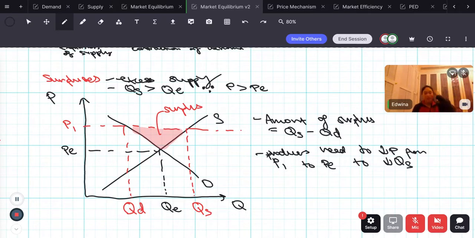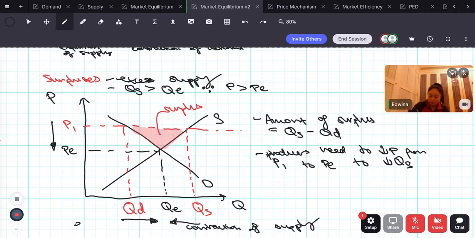Producing at QE, PE means that there's no excess, and that all their resources are being put to good use. And so if they do decrease the price from P1 to PE, this represents a contraction of supply, because it is a movement along the supply curve and quantity supplied is decreasing. But this also represents an expansion of demand, because quantity demanded is now increasing from QD to QE.